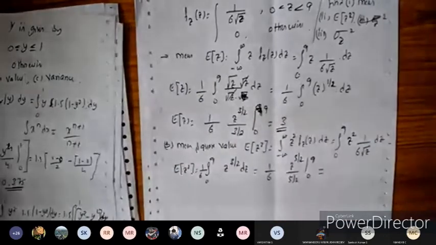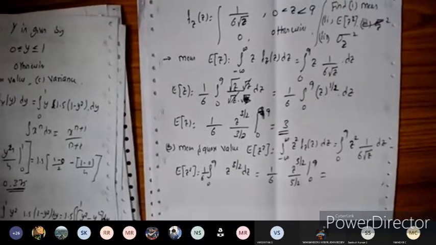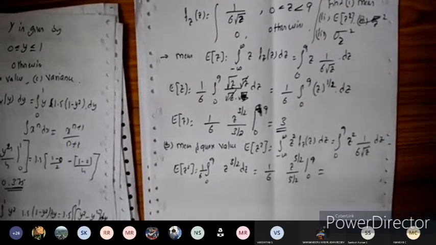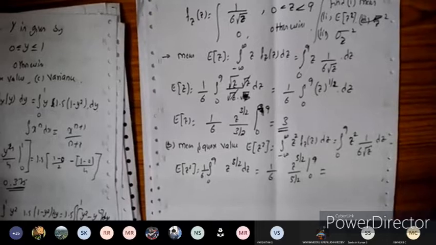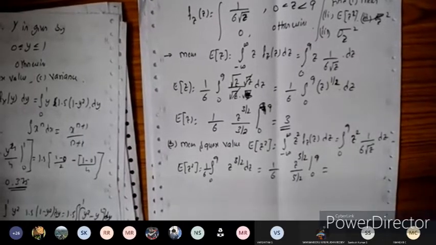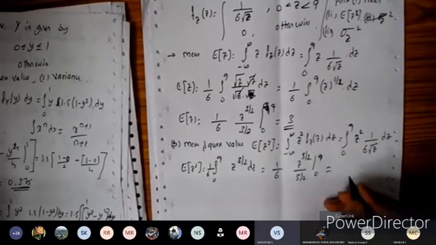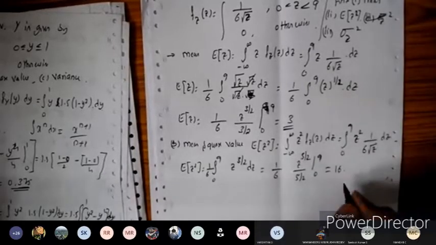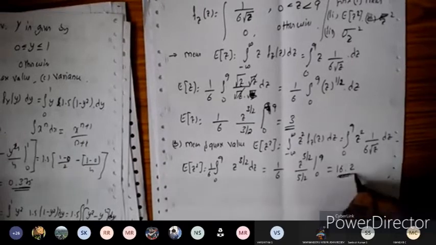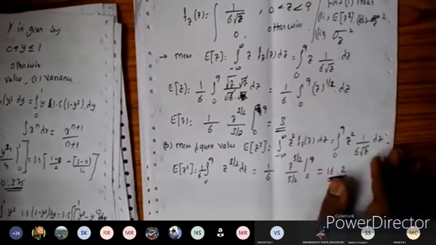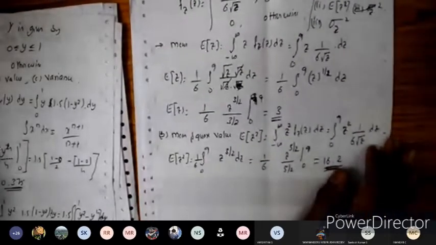So quickly tell me the answer, anybody? Do the calculation, apply the upper limit. So 9 to the power of 5 by 2 minus 0 to the power of 5 by 2. So 9 to the power of 5 by 2 divided by 16.2. Yeah, very good. Excellent. So 16.2 we get here.